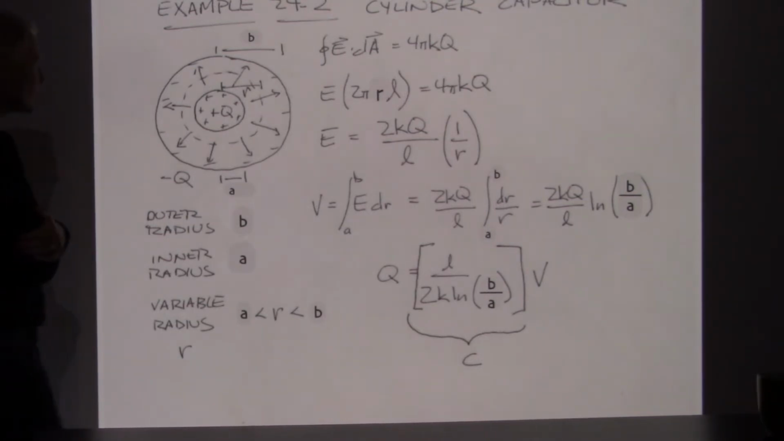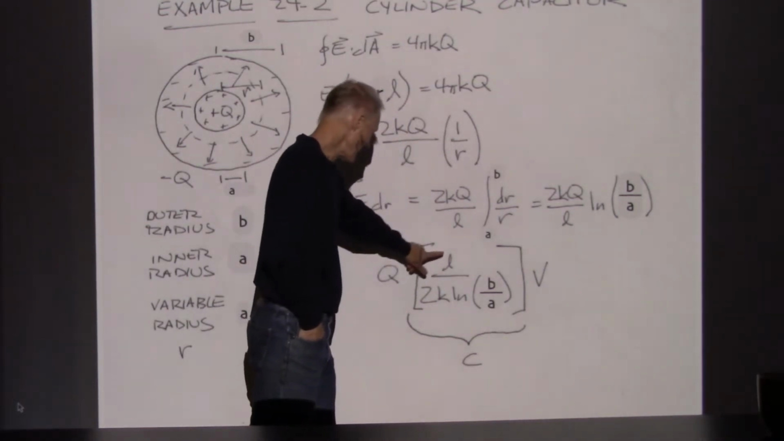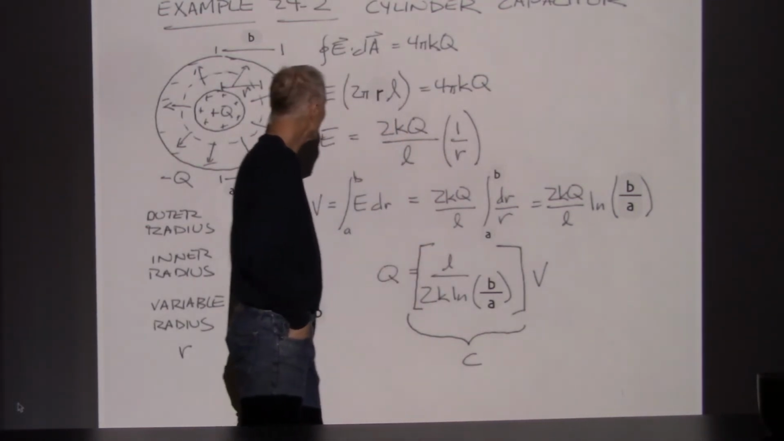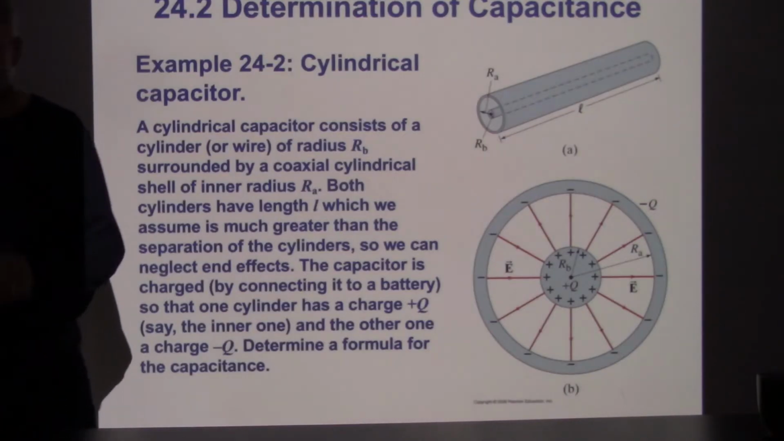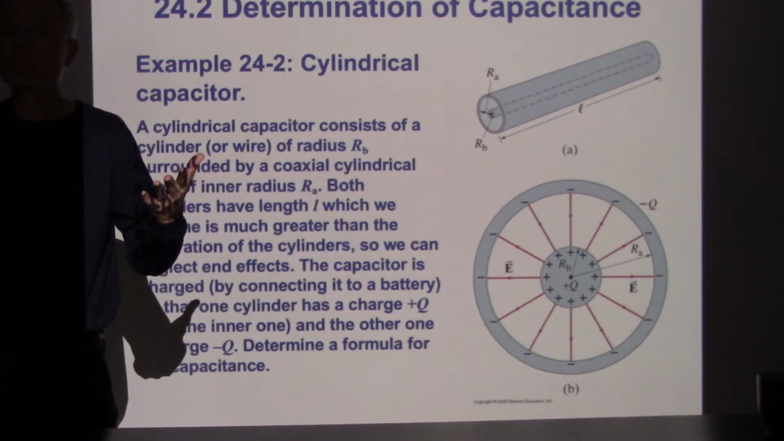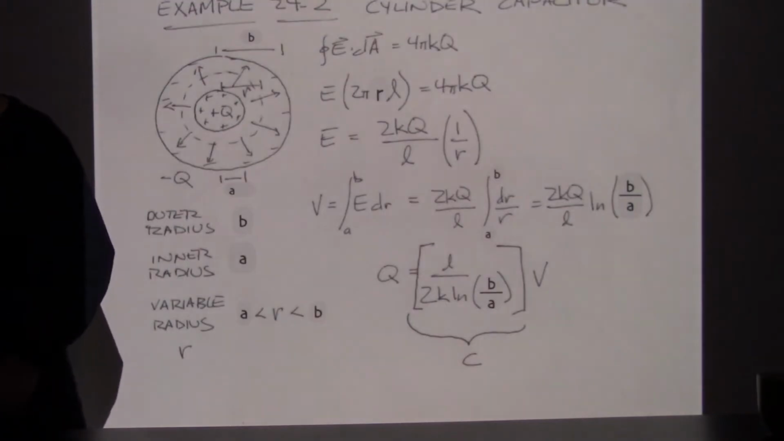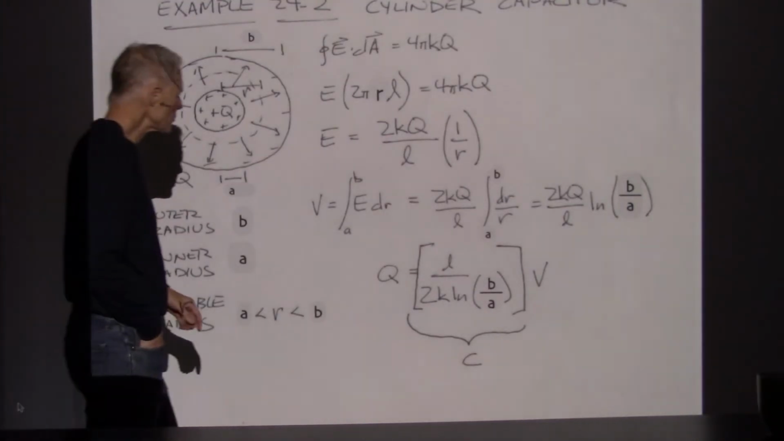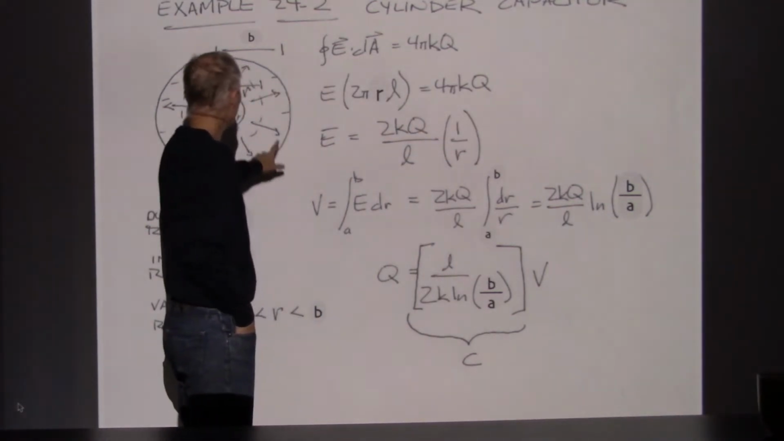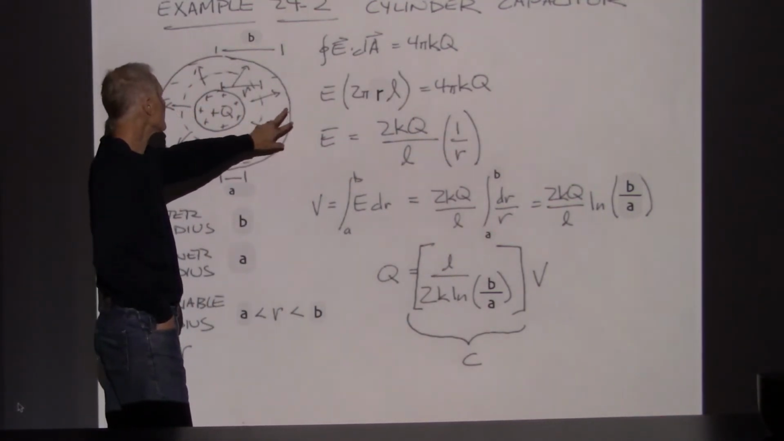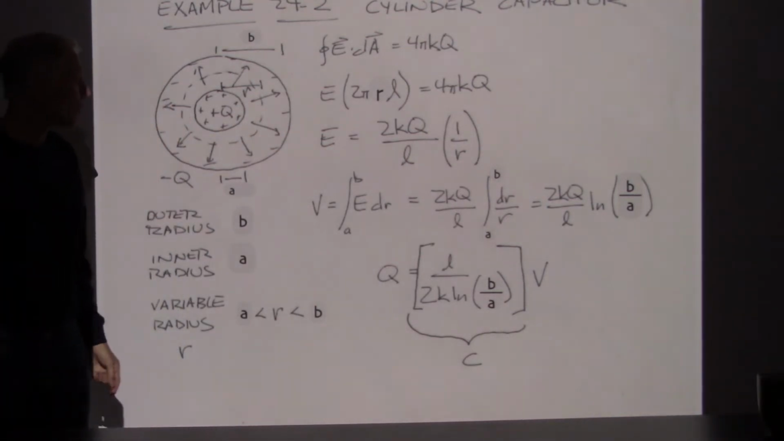So what we're finding here is that this capacitor is going to depend proportionally on length. And you go, well, of course, that makes sense. If we make the capacitor twice as long, we can store twice as much charge. So the capacitance depends on length. And then it also depends on b over a, the ratio. So how many times bigger is b compared with a? And then we end up taking the logarithm of that.